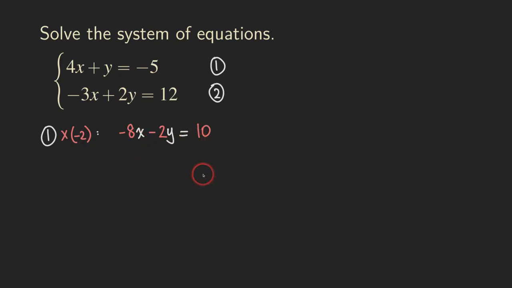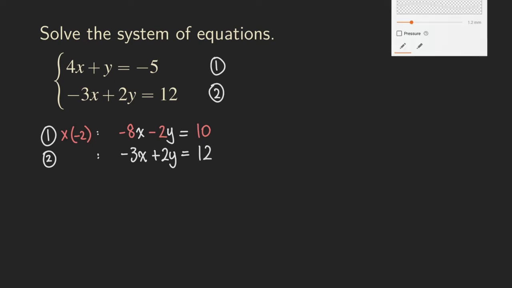What about equation 2? In equation 2, we already have a +2y here, so we don't really need to do anything to equation 2. We can just copy it. We just copy that and line up the variables here. So we get -3x plus 2y, and that's equal to +12.